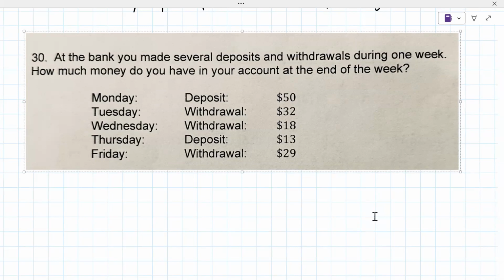Do $50 and take away $32, which is 18. And so then you're at zero dollars after Wednesday. And then you add $13 and you take away 29. Does anything about that bother you?